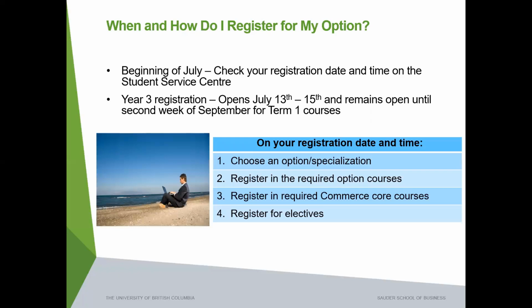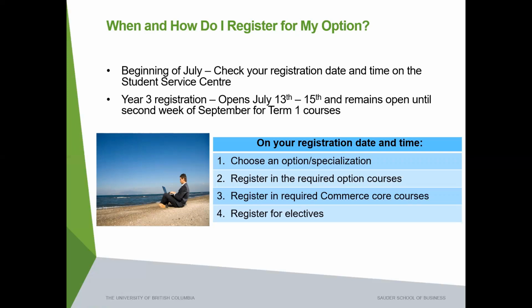So when and how are you going to be registering for your option? Well, this year, year 3 registration is going to open up at the beginning of July, the registration is going to open July 13th to the 15th, and it will remain open until the 2nd week of September for the term 1 courses. Term 2 courses can be changed anytime until the 2nd week of January, but you will want to register for the full year, both term 1 and term 2.